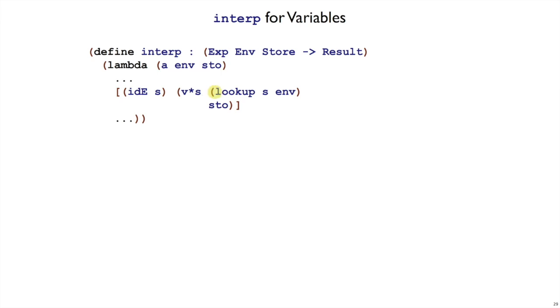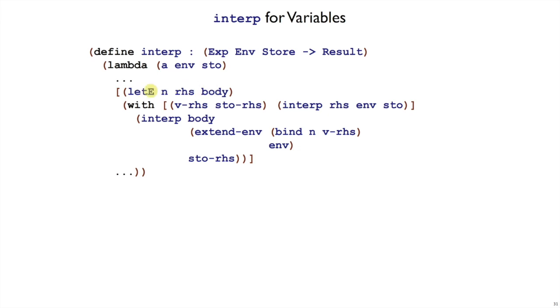Lookup has to change to give us a location, because the environment maps variables to locations, or maps symbols to locations for variables. So we need to use our store lookup function, the fetch function, to take that address and then get the actual value out. So again, the ID case, we look it up in the environment to get a location, and then look in the location to get the current value from the store.